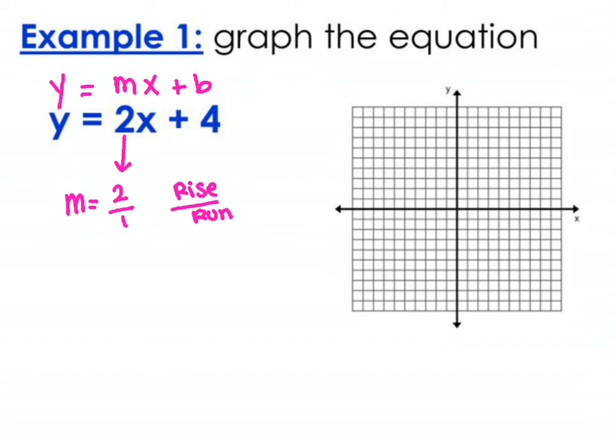Also, if you remember when you're doing slope, if it's positive, that tells you whether you're going to go up or down, and then you always run to the right. So up and right. Okay, but that's not the point that we're starting at. Remember, B is my beginning point. So this tells me this is my y-intercept.